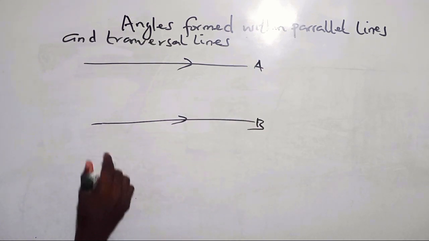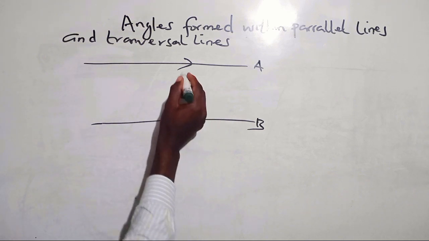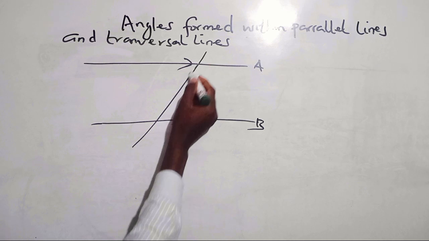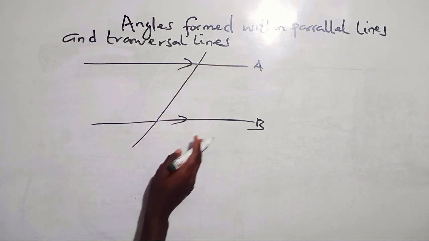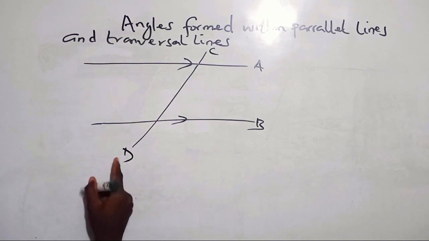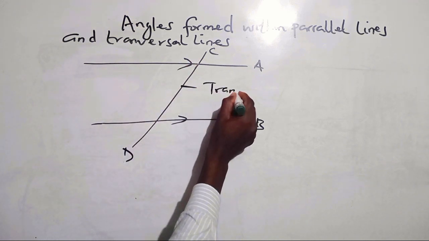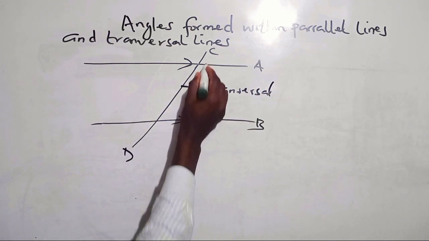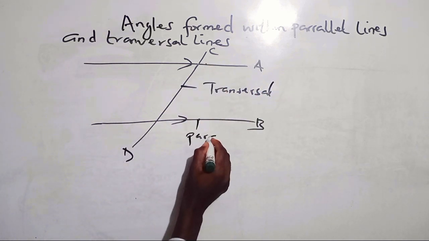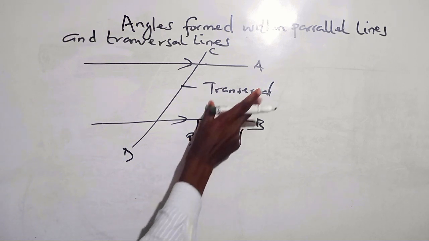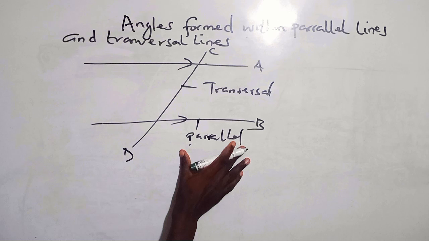And we have a line called a transversal line. A transversal line is a line cutting across two or more parallel lines. So let's say this is line C and D, which are parallel lines, and this is a transversal line. These two lines are parallel, and this line is the transversal.